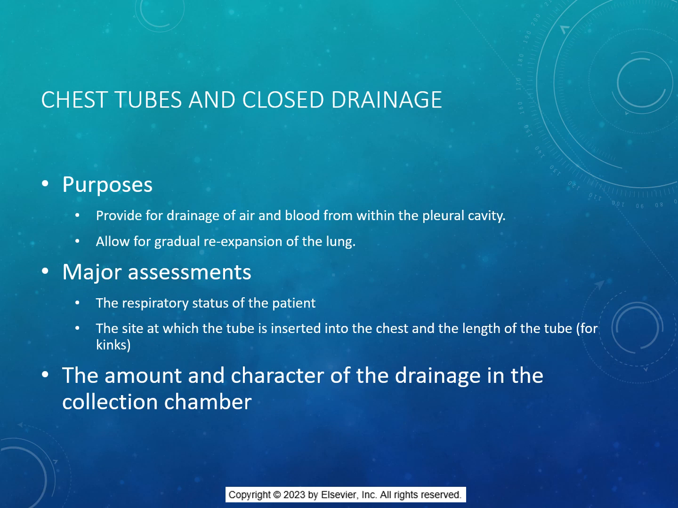The patient should be assessed for ease of breathing, pain, level of consciousness, and anxiety and restlessness. The entry site should be assessed for unusual drainage, infection, integrity of sutures, and the presence of subcutaneous emphysema. Commercial disposable plastic water-sealed drainage systems are the most common. The drainage system should provide for drainage of air and blood from within the pleural cavity and allow for gradual re-expansion of the lung by isolating the intrathoracic pressure from atmospheric pressure.